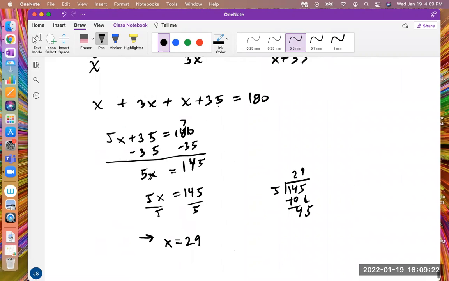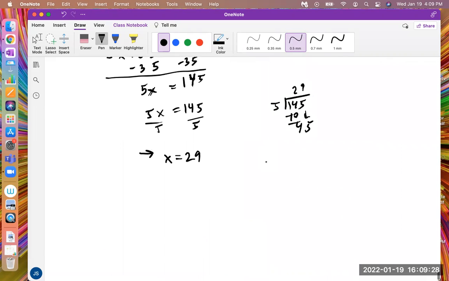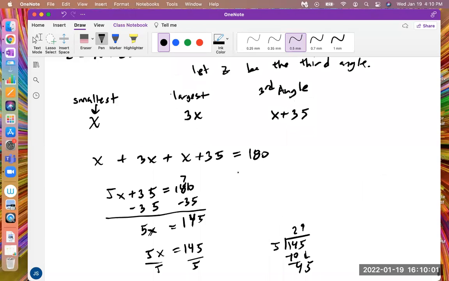So what we need to do is notice that the largest angle was 3 times the smallest angle. So the largest angle we set up in the equation, we said it's 3x. So I plug in the 29 for x. Okay, so 3 times 30 would have been 90, and then take away 3 would be 87. So I believe we can double check it. 29 times 3, 27, and 6, 87. Yep, there we go. 87. So 87 should be our answer here.